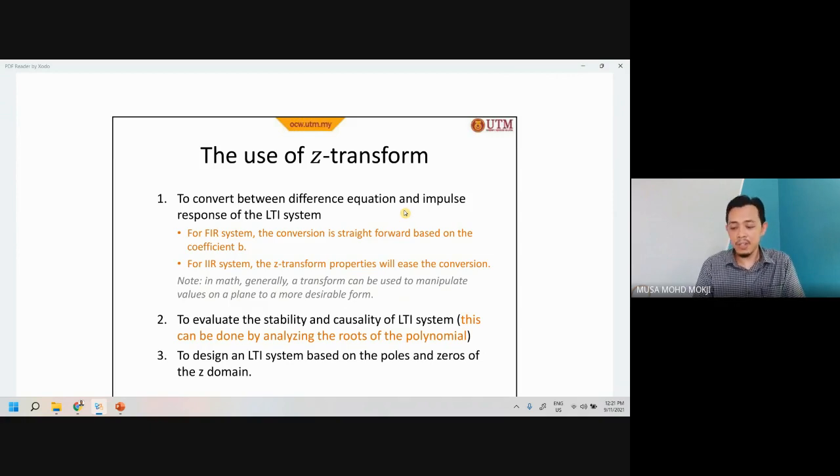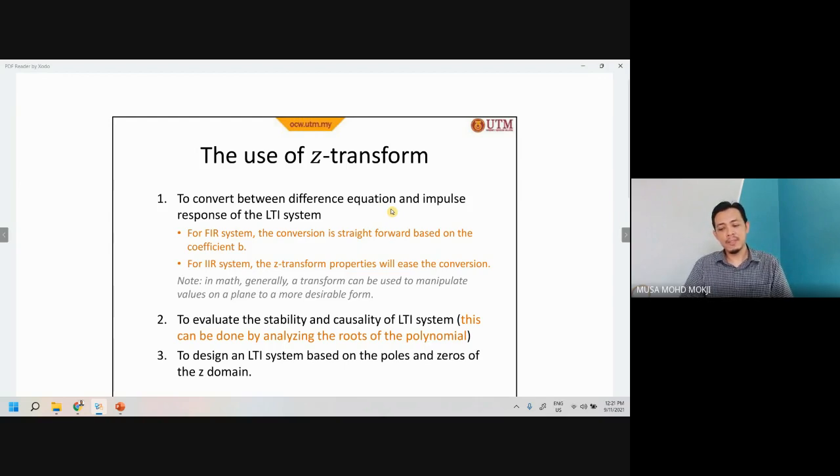Sometimes doing convolution is a bit of a hassle. So we can have some options after we convert everything into a new domain. Then the maths changes. Normally this is what we call a desirable form, so the maths becomes easier, maybe simpler. The analysis becomes easier also, and we can see something which is not shown in the time domain. So that's why we do a transform.